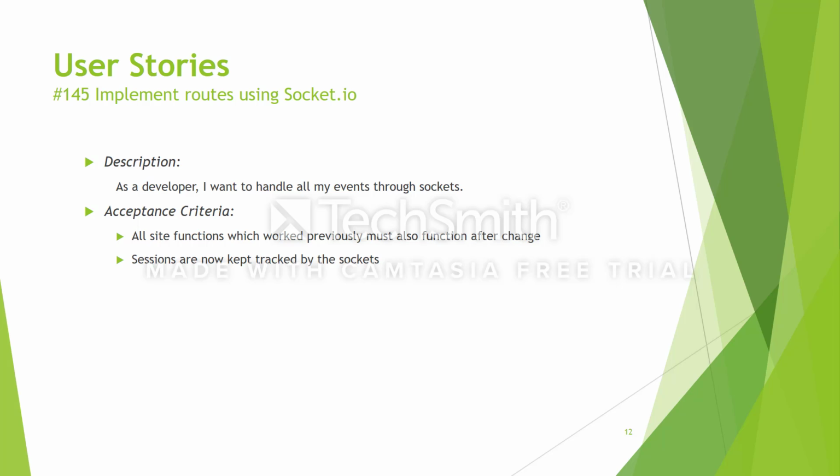User story number 145 was implement routes using socket.io. The description is, as a developer, I want to handle all my events through sockets. The acceptance criteria was all site functions which worked previously must also function after change, and sessions are now kept track of by the sockets. The purpose of this user story was to change our RESTful API routes to use a completely socket implementation. We do this because we already use sockets to communicate between the users for everything, so we decided that all the functions should be handled by the sockets.